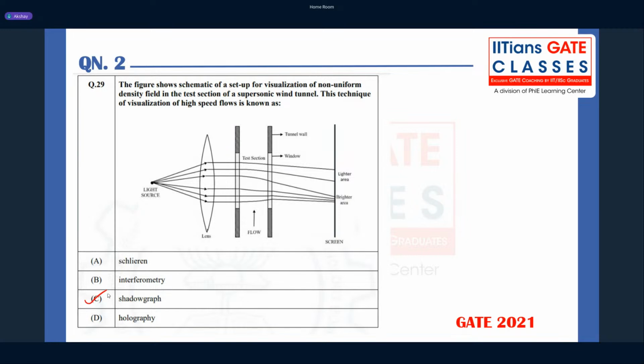Whatever was asked in previous year GATE, they are relatively straightforward. After attending this class, I'm damn sure you guys are going to make no mistakes in flow visualization technique problems. Okay. So we covered it in actual depth compared to what you guys are aware of.